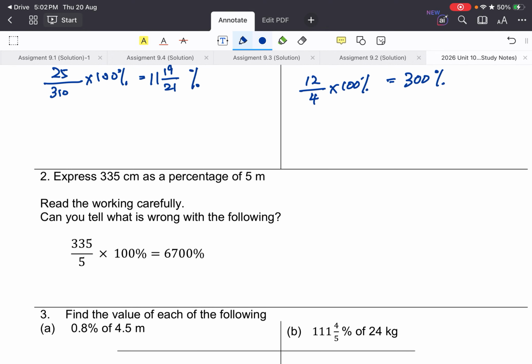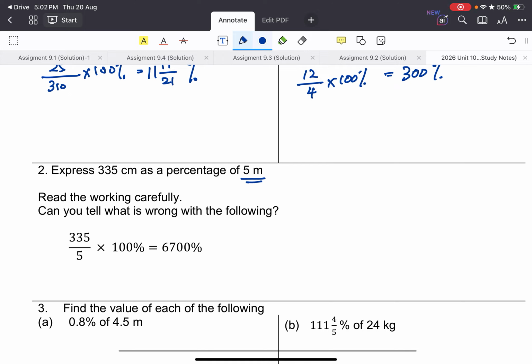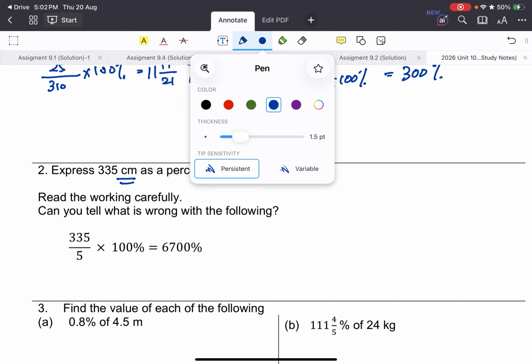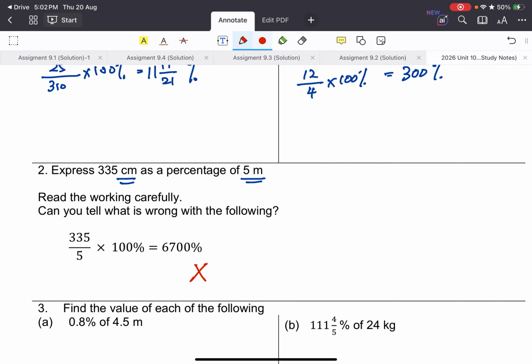Okay, one more example. Express 335 centimeters as a percentage of 5 meters. So the first thing we need to do is, well, somebody actually did this, and there's actually some issue with this, right? So can you tell what's wrong? Yes, okay. So if you got it, then great. Okay, because the units are not the same, right? So this is incorrect, right?